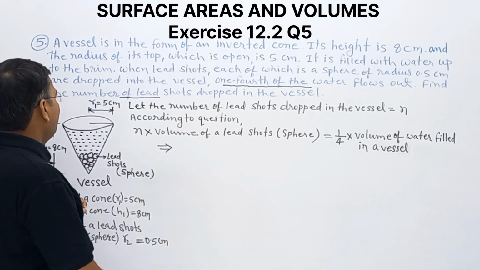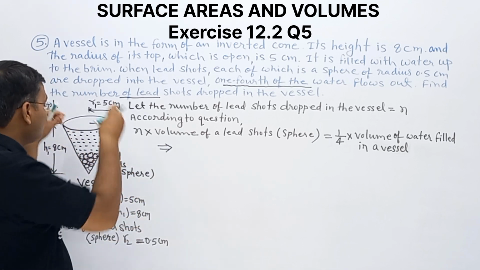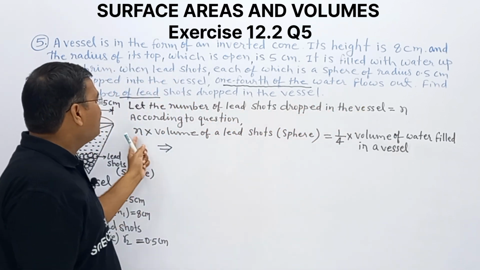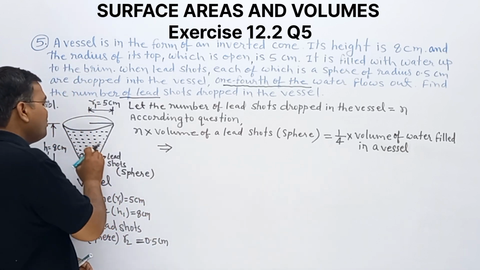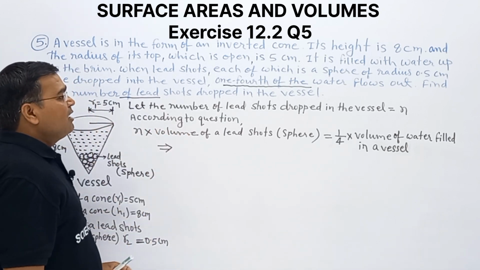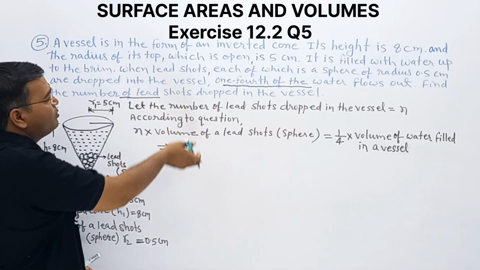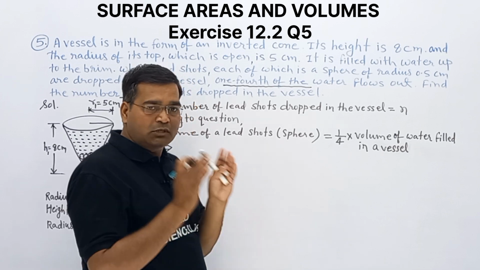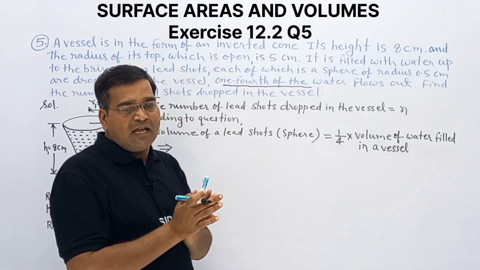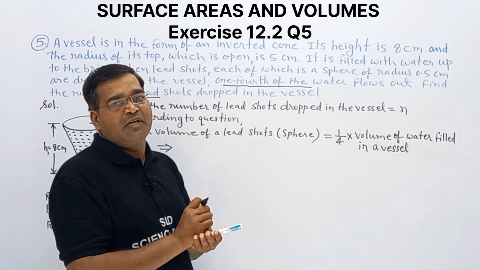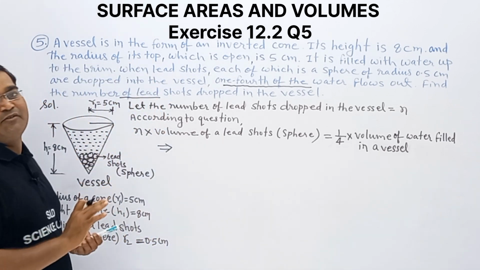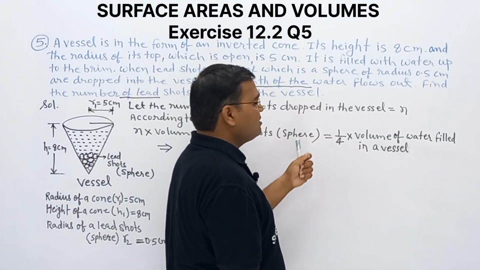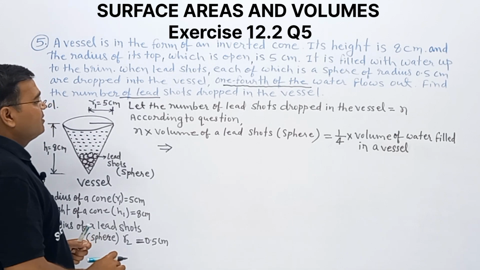Clear? We don't know how many lead shots we are dropping, so we are assuming the number of lead shots dropped in the vessel is n. So n times the volume of one lead shot, the total volume of lead shots, equals one fourth of the volume of water filled in the vessel. Of the total volume of water, one fourth equals the volume of these lead shots. So the left hand side and right hand side are both equal as per this situation. So now we require n.